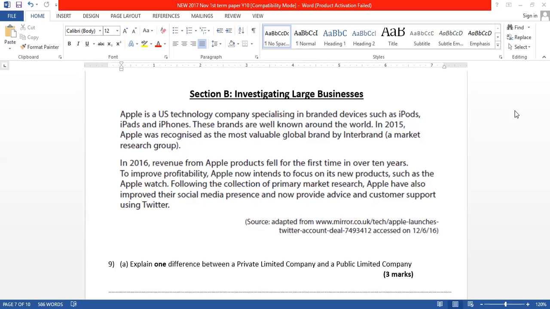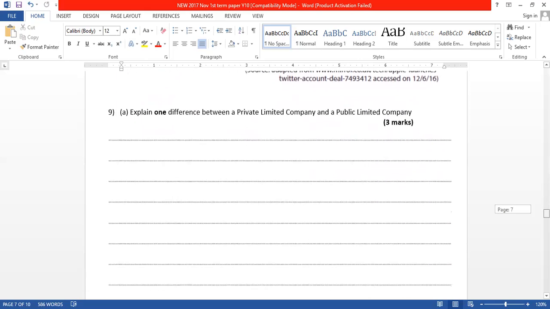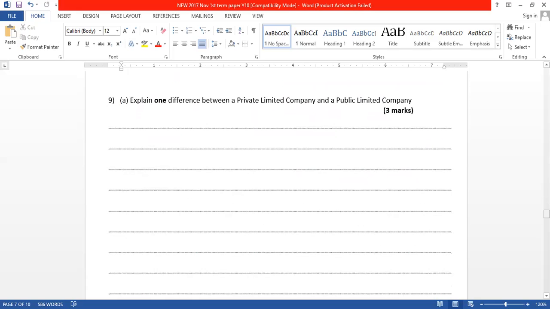So the first question is an explain question, right? When you're writing an explain question, you don't need to actually talk about the application. Say one. So when you're writing explain question number 9, part A: explain one difference between a private limited company and a public limited company. In the business formation, we talk about the large business categories, private limited company and public limited company. The main difference is that a private limited company is owned by friends and family members, like a privately owned business, and they cannot sell the shares on the stock exchange.